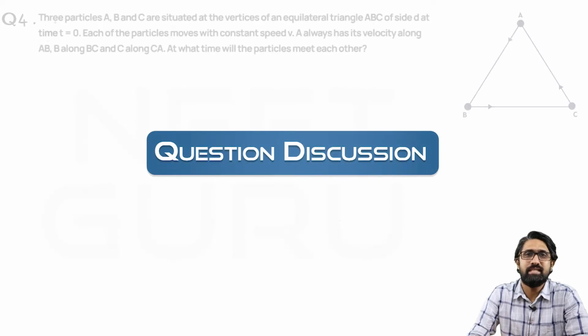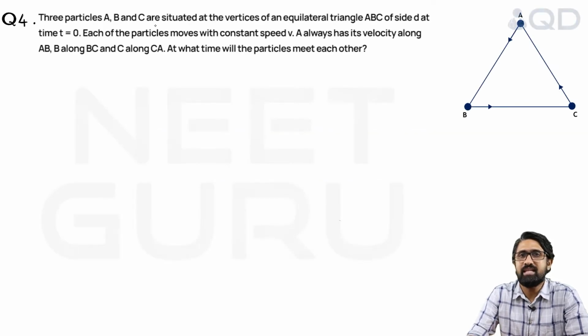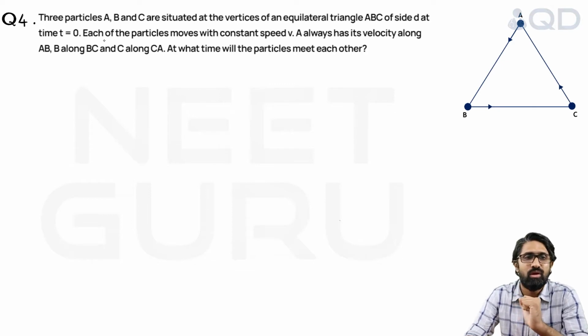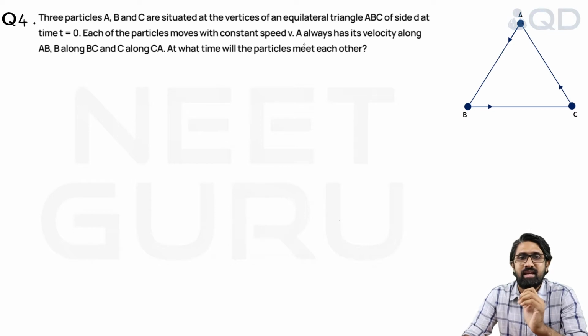The fourth question says, three particles A, B and C are situated at the vertices of an equilateral triangle ABC of side d at time t equal to 0. Each of the particles moves with constant speed v. A always has its velocity along AB, B along BC and C along CA. At what time will the particles meet each other?